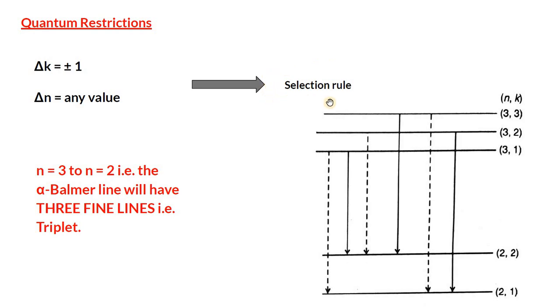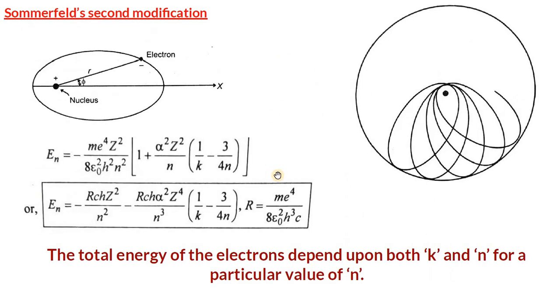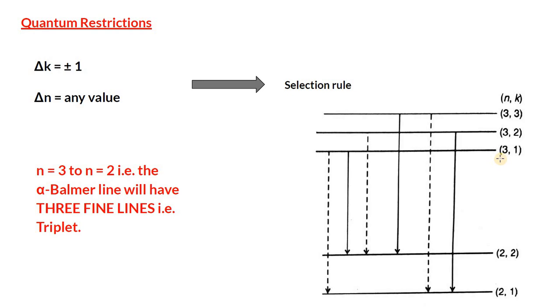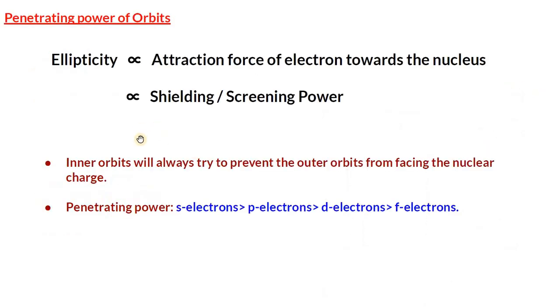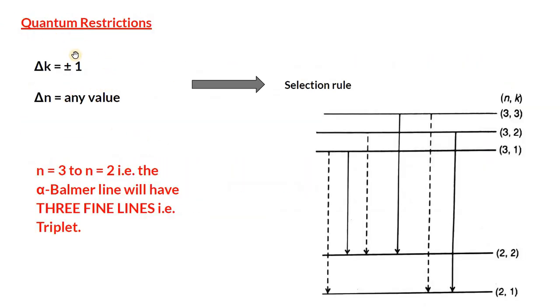So see, what is selection rule? You are familiar with this term. Selection rule means a rule that should be followed to make the transition. So during transition, the selection rule is that delta k will be plus or minus 1. So the difference between two k energy levels should be plus or minus 1. That means n values are 3 and 2. So if you only consider n value, then all transitions are possible. But only these transitions are possible if you consider the k values.